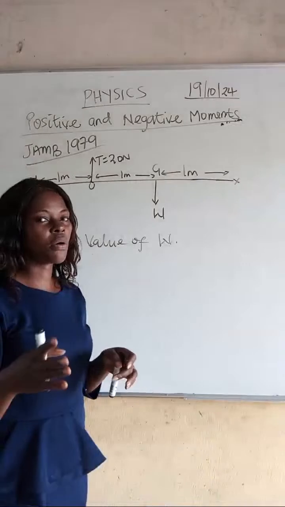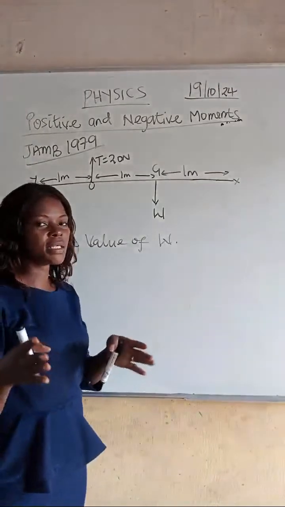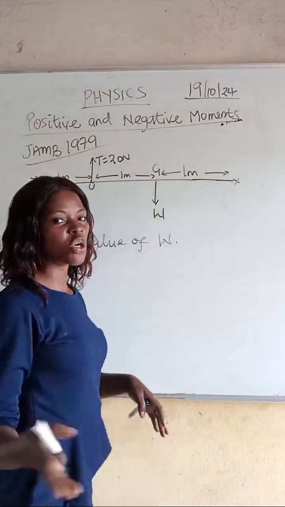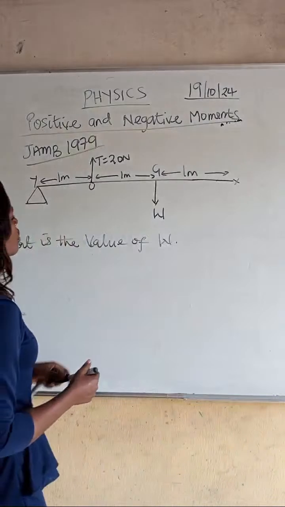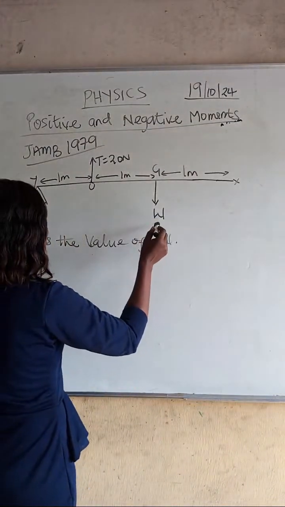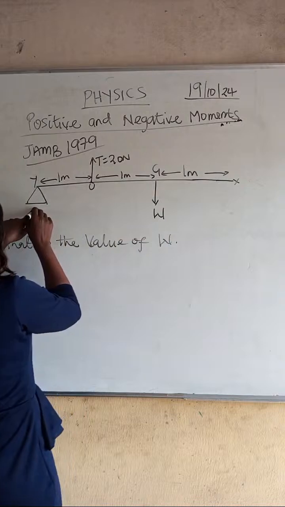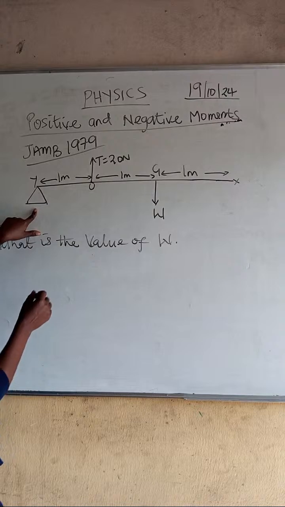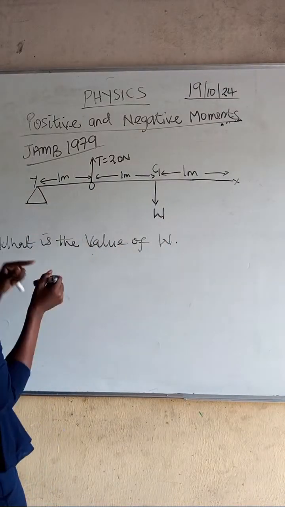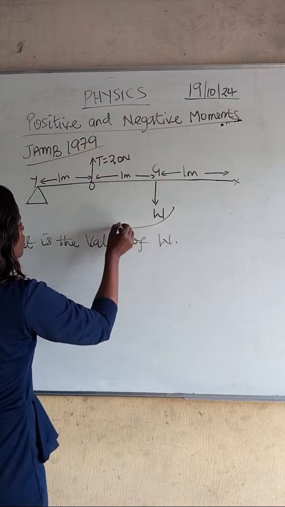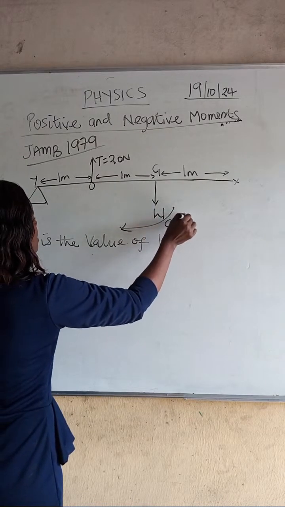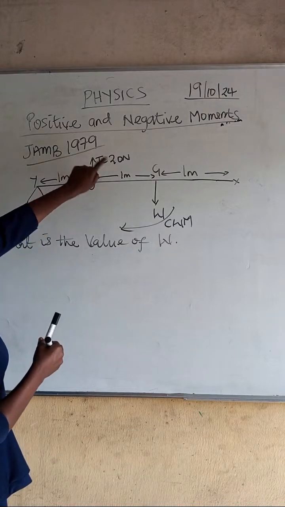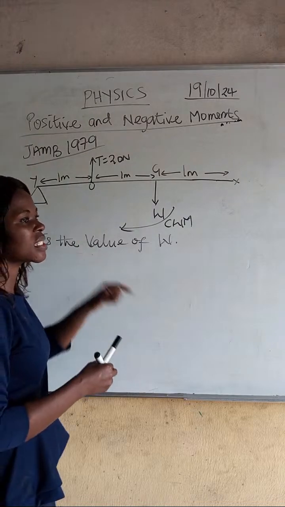So one thing that will come to your mind is, how is this weight? How are they going? Which is clockwise, which is anti-clockwise? If you have that at the back of your mind, you realize that this W is what? Clockwise, because this is the pivot. We are making respect to this pivot. From here, turning this way becomes clockwise. So I will go this way. This is clockwise moment.